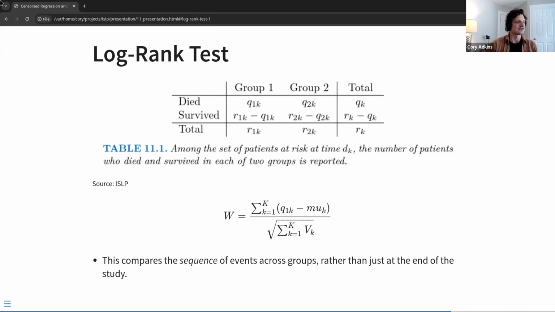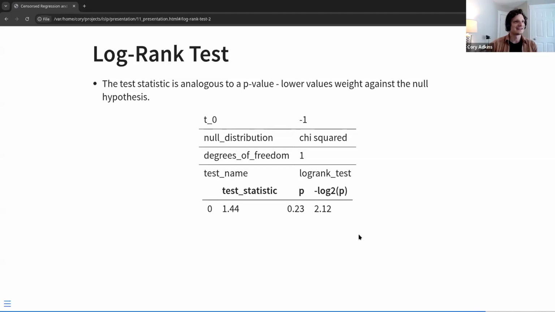But honestly, I should scrutinize that a little bit more. Yeah, like you said, it's like a Z statistic, but over each group and then added together. That makes some logical sense. And I think that's all I have. This statistic is analogous to a p-value, so it lowers values way against the null hypothesis.